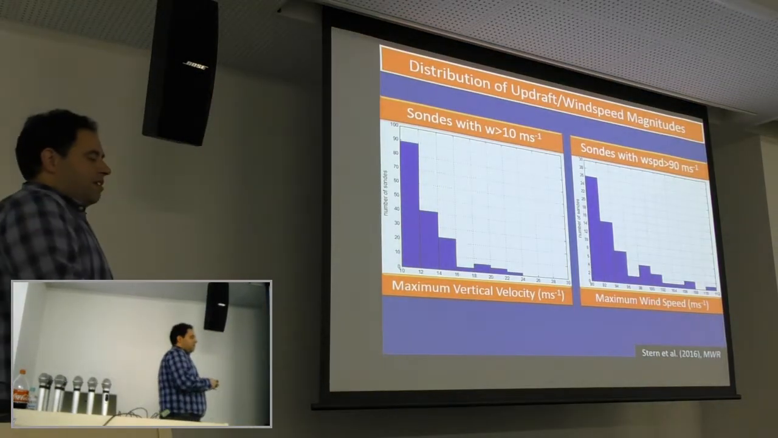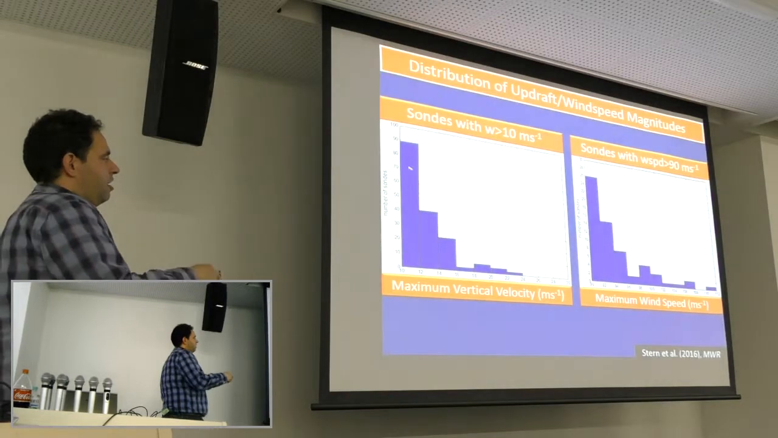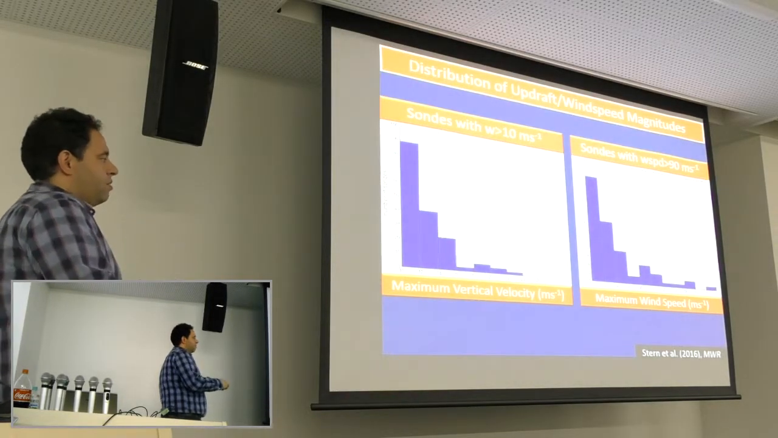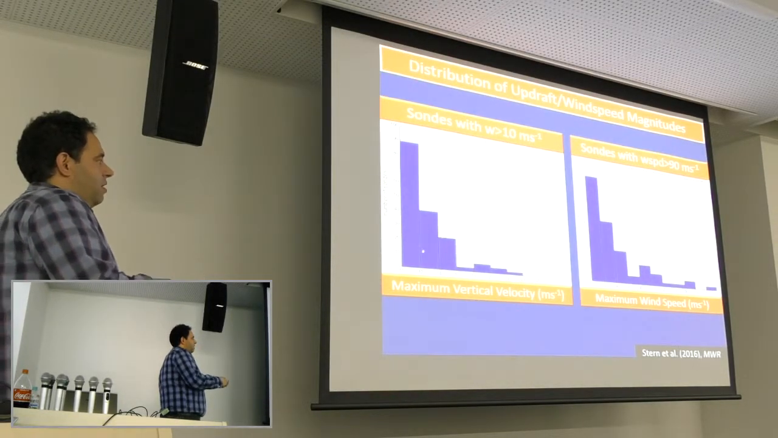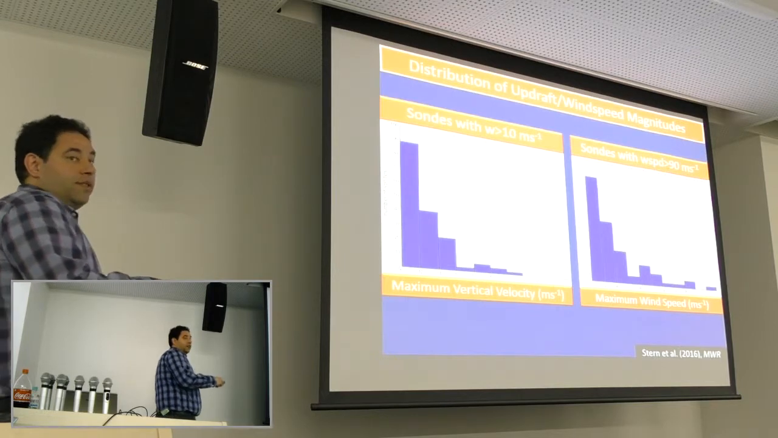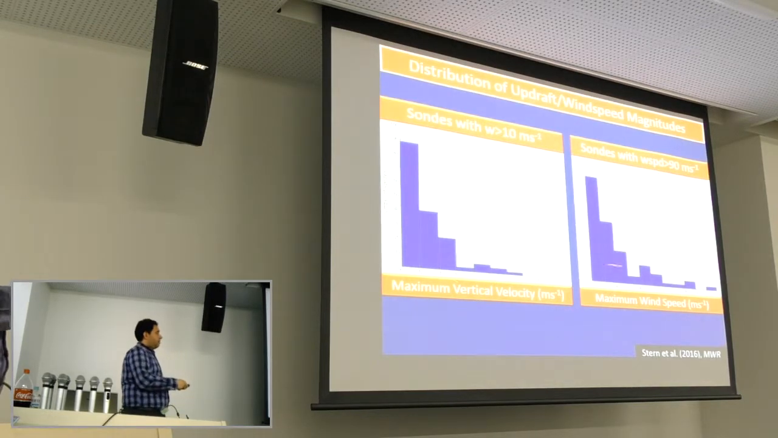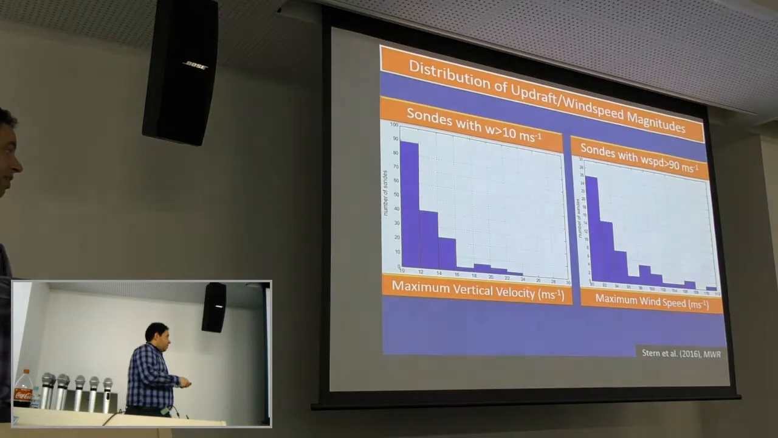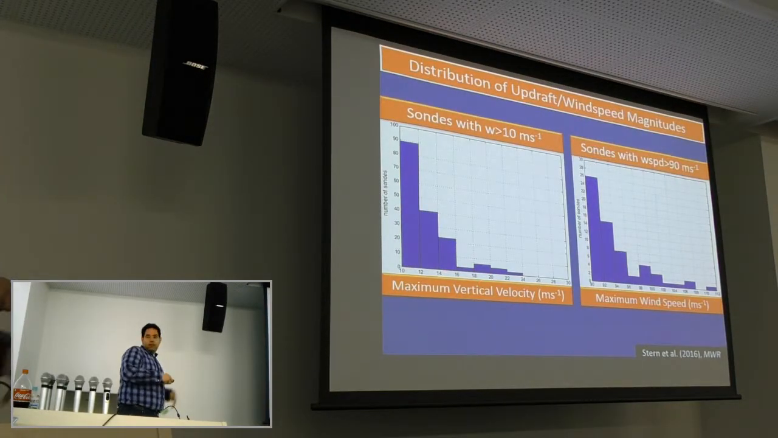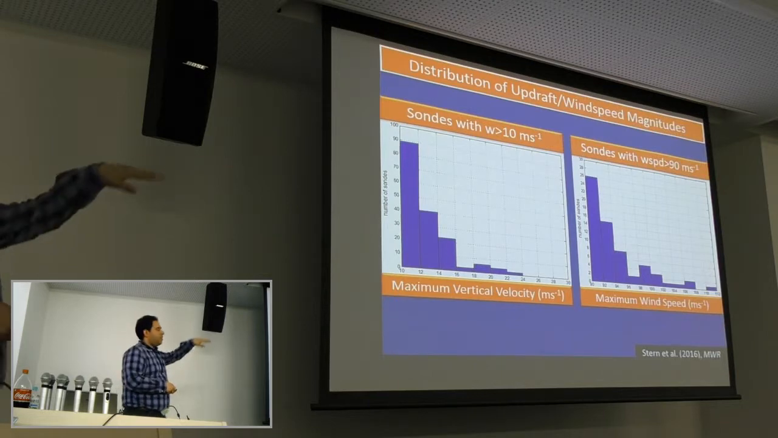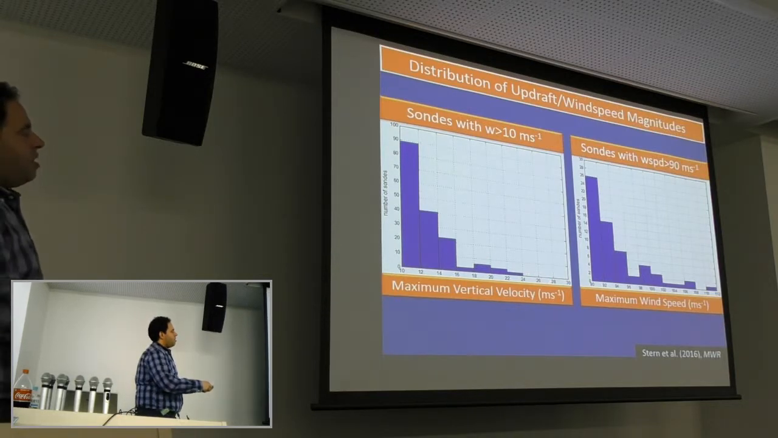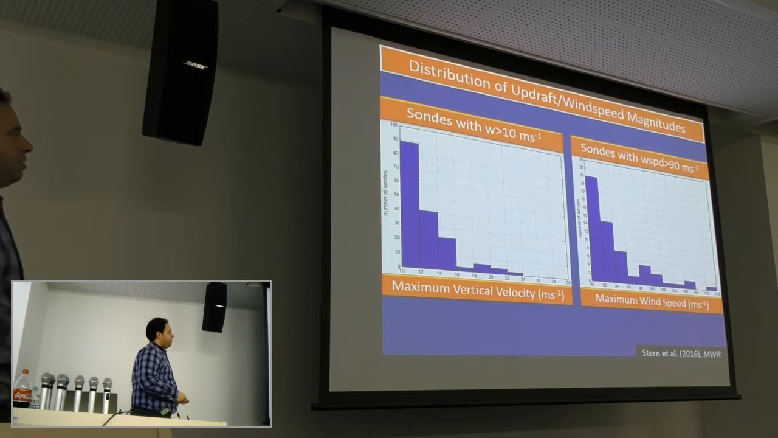As might be expected, you have more sondes towards the weaker end of the threshold, and decreasing frequency as you get to higher and higher vertical velocities and wind speeds. But you do have sondes as strong as 15 to 25 meters per second. The Patricia sonde I just showed you was not actually in this data set, it was after that time. So that would be out here at about 27 meters per second.